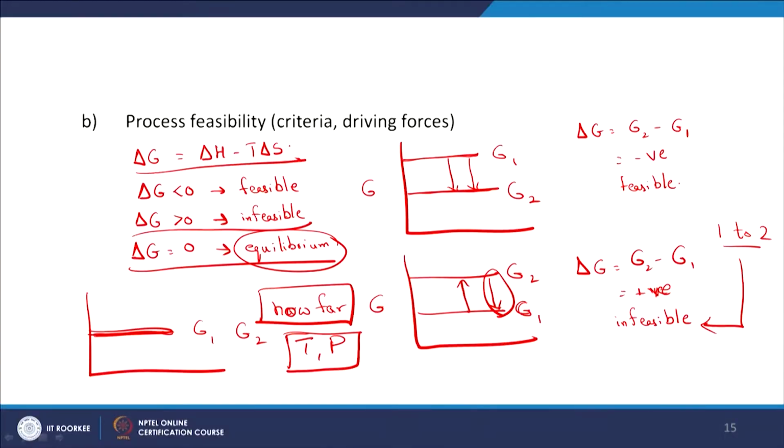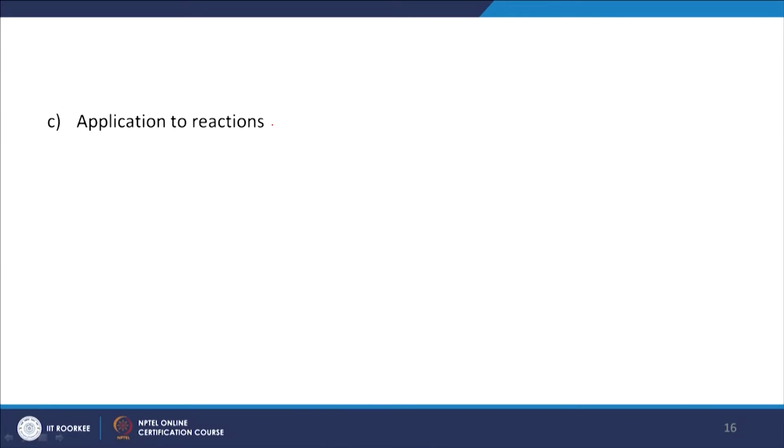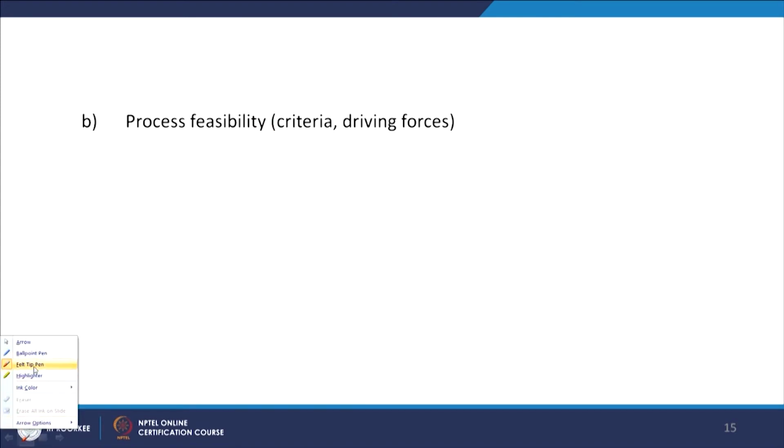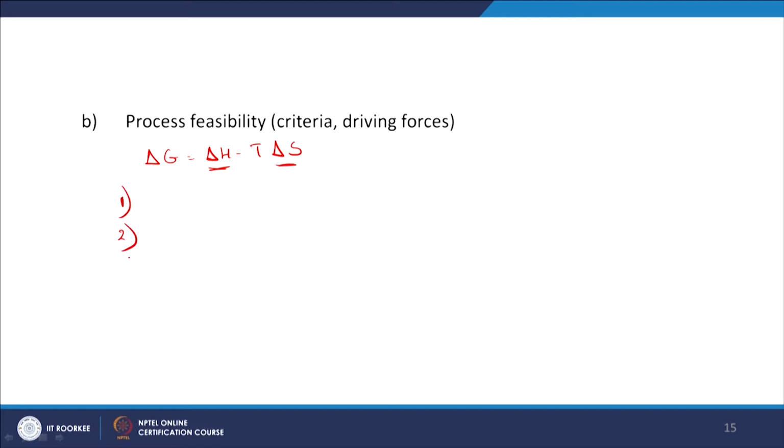So, again delta G is equal to delta H minus T delta S, and now we are going to look at the individual terms in greater detail. Okay. So, again we have delta G equal to delta H minus T delta S. Let us look at how these apply to delta H and delta S and so on.